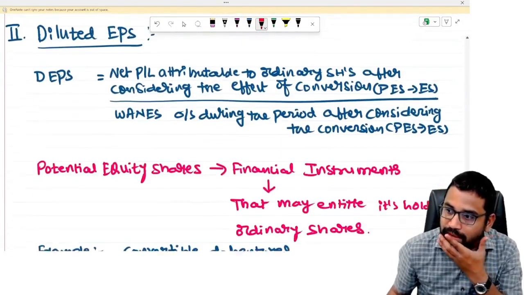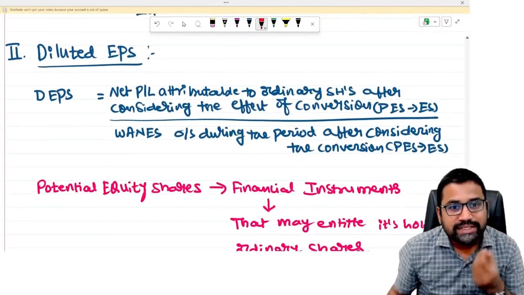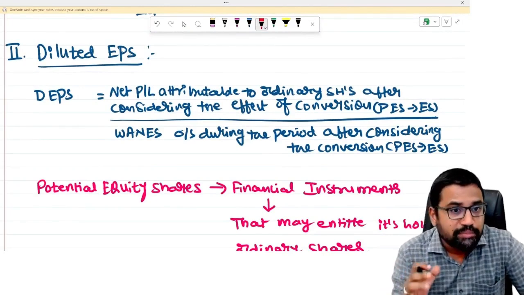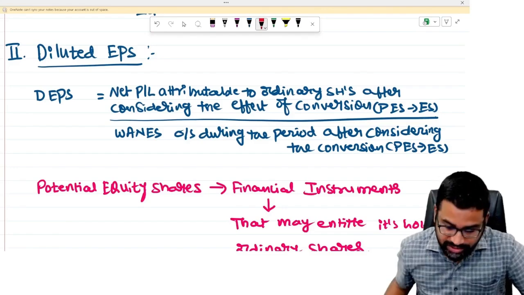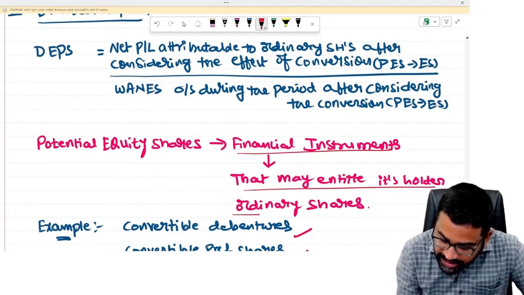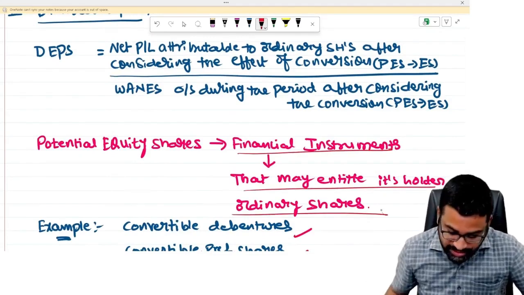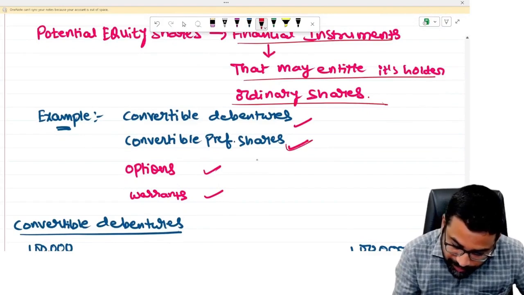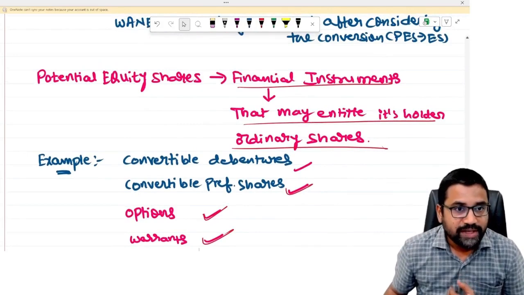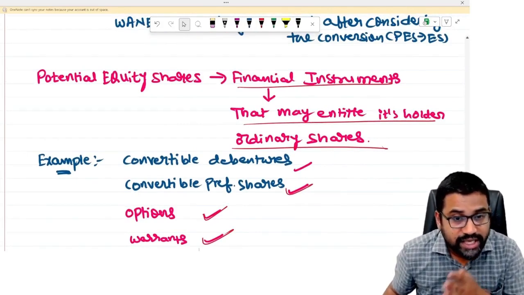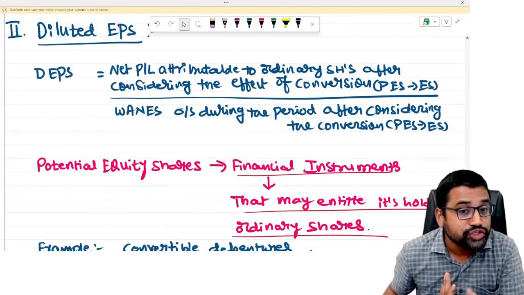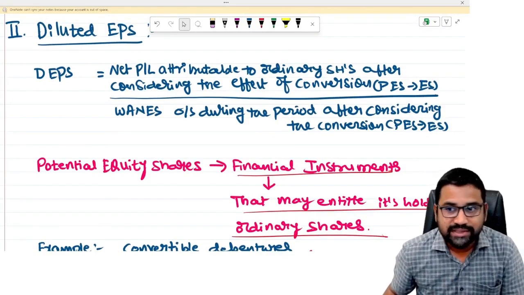Okay. Now, diluted EPS. Sir, what is this diluted EPS? See, simple. Suppose, in case the company is having any potential equity shares, suppose any financial instruments that may entitle its holder the ordinary shares, like convertible debentures, convertible preference shares, options, warrants. These are all what? Potential equity shares. If these potential equity shares really converted into equity shares in future, what could be the effect on EPS?